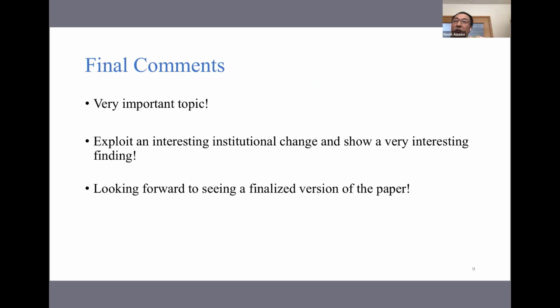Okay, so final comment. This is a very important topic, and I like that they exploit an interesting institutional change and show a very interesting finding. And I look forward to seeing a final version of the paper. Thanks.